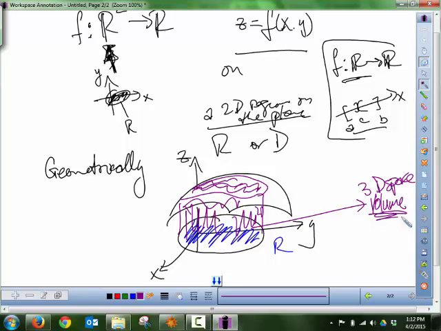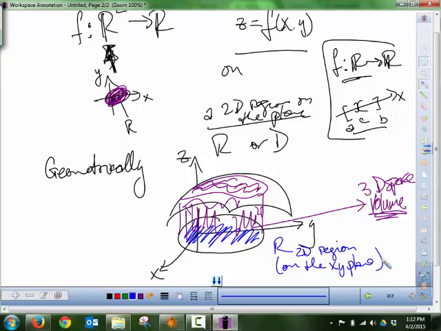Brian? That region is just occupying... Yeah, it's occupying a two-dimensional, something on the XY plane. Right. So no height. No height. Okay. So this is a two-dimensional region on the XY plane. Okay.